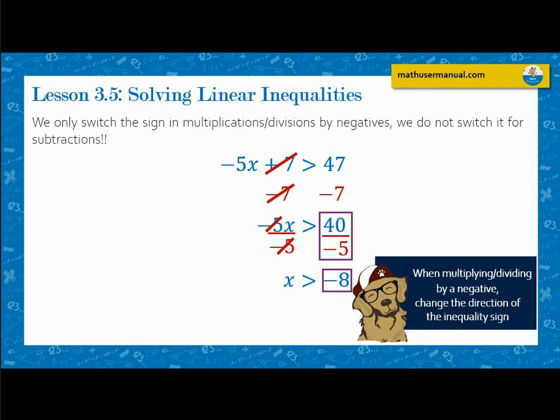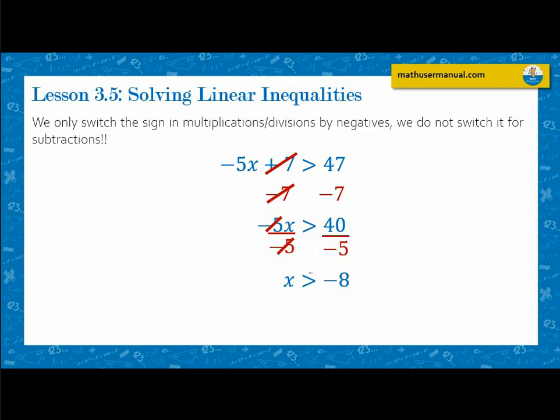In the first step, we did not because it was just a subtraction. But in this second step, we do have to change the direction because we're dividing by negative 5. So if we started with x as being greater than negative 8, we have to switch it for x is smaller than negative 8. And now, well, this is our solution.